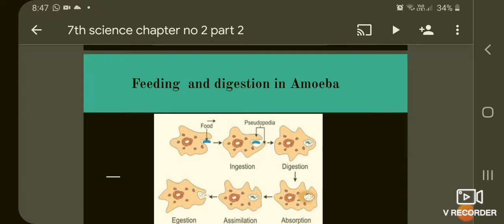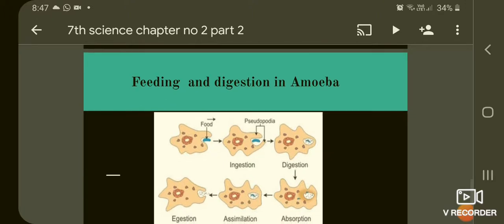Okay, children? Digestive juices are secreted into the food vacuole. They act on the food and break it down into simpler substances. Gradually, the digested food is absorbed. The absorbed substances are used for growth, maintenance and multiplication. The undigested residue of the food is expelled outside by the vacuole. Here the food vacuole plays an important role in digestion. Okay, children.